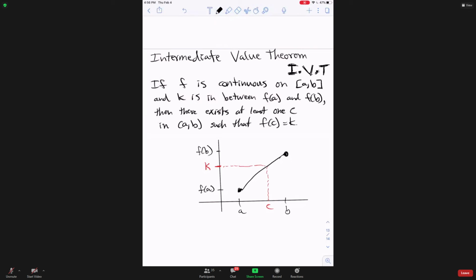So again, if f of x is continuous from a to b, which it is, and k has to be between f of a and f of b, which it is, then there has to be some value c in the open interval a, b, meaning in between the endpoints a and b, such that f of c will give you that function value k. Does that make sense?